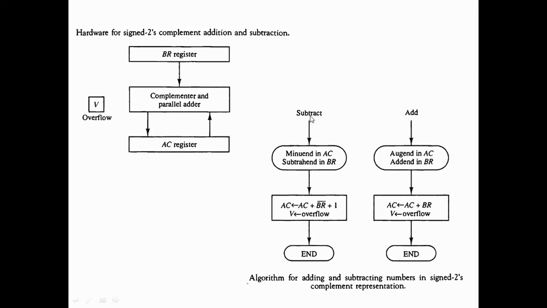Similarly, if there is a subtraction, the first number, which we call the minuend, is stored in AC, and the second, the subtrahend, is stored in BR. Since we have to do a subtraction operation, subtraction means the first number plus the 2's complement of the second number. So this is the subtraction operation. The answer will be stored in AC. If there is an overflow, that will be in V.